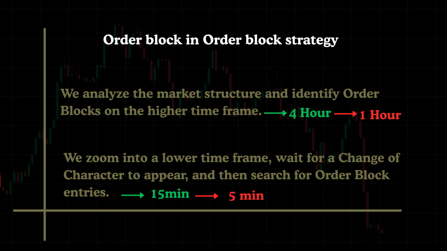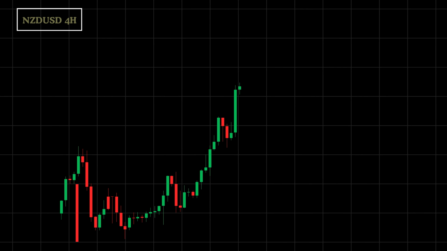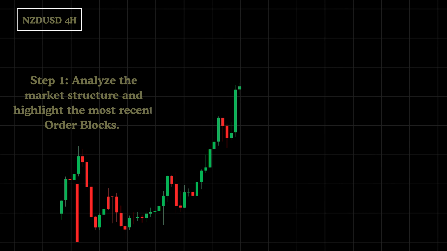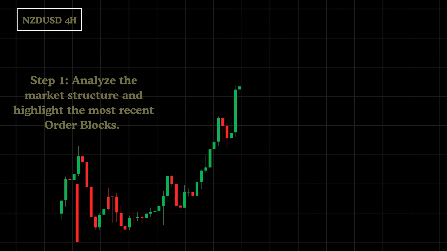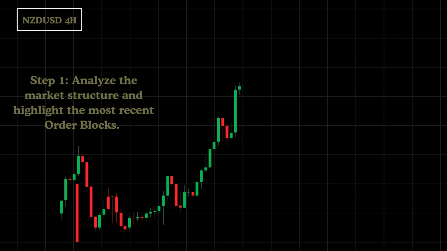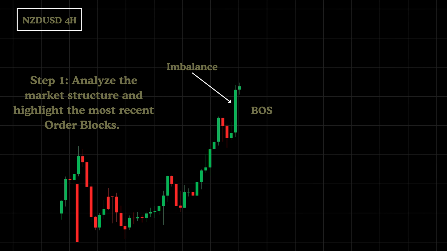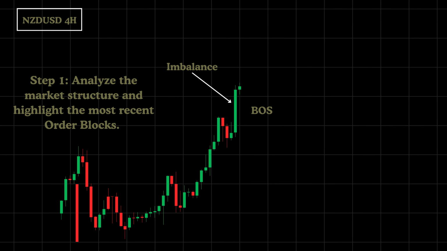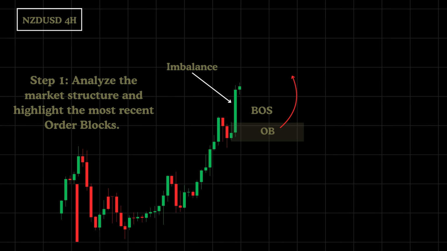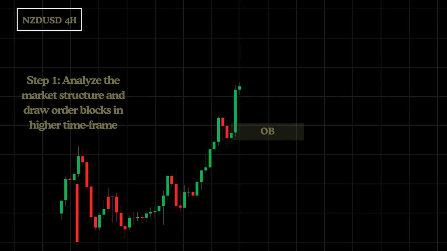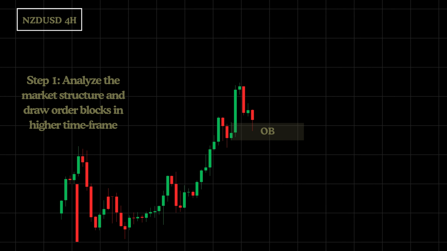So, let me now explain the steps of this strategy directly on the candlestick chart. Look at this 4-hour chart of the New Zealand dollar, which is our higher time frame. In the first step, we analyze the market structure and highlight the most recent order blocks. Here, we have an uptrend with this latest move showing imbalance and a break of structure. Therefore, this level is an ideal order block zone that could potentially be rejected and provide us with a trading opportunity. Now, all we need to do is wait for the price to touch the order block zone.